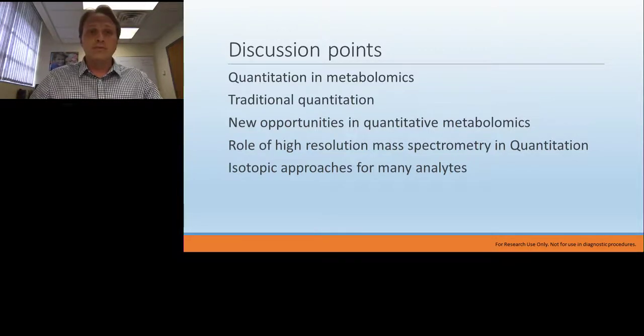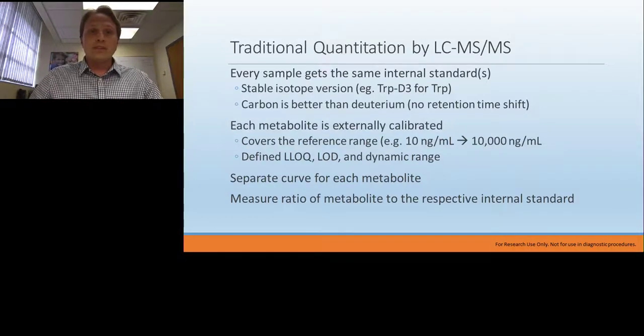So if we look at the traditional quantitative mass spectrometry that's done, it's primarily liquid chromatography, the LC, and MSMS, or tandem mass spectrometry. And so in this case, every sample gets an internal standard or a reference standard that helps you quantitate. Typically, it's a stable isotope version of that compound. For example, tryptophan D3 to quantify tryptophan.